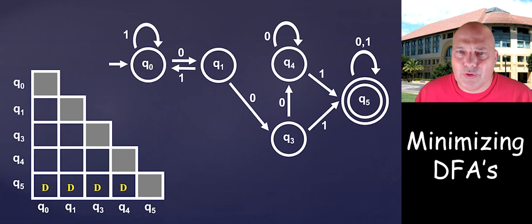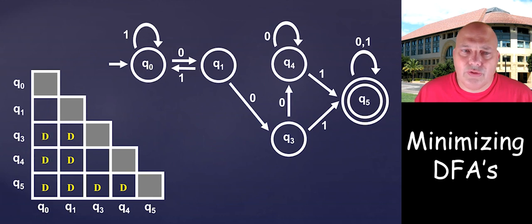And now, one by one, we are going to identify other distinguishable states. So we can show that Q1 is distinguishable from Q3 and Q4. When you take a 1 from Q1, you reach Q0, whereas when you take a 1 from Q4 or Q3, you reach Q5. And Q0 is distinguishable from Q5, and therefore we have these distinguishing values.